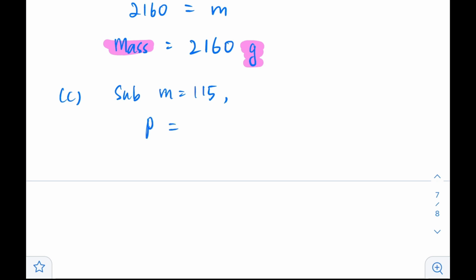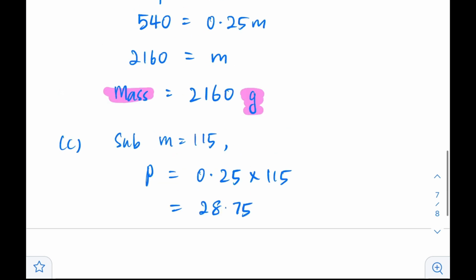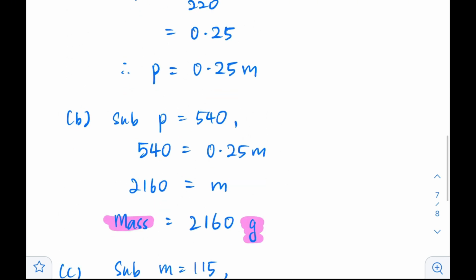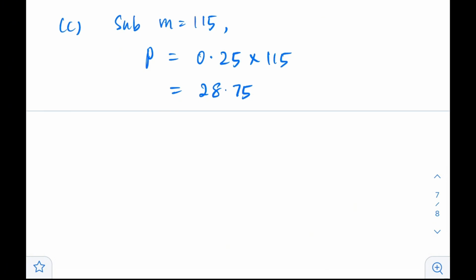So I want to find P. My equation is 0.25 times M, and my M is 115. So I simply need to press the calculator again. 0.25 times 115, that will give me 28.75. And in this case, the price is in terms of cents. So therefore, this is simply price equals 28.75 cents. And that would be my final answer.